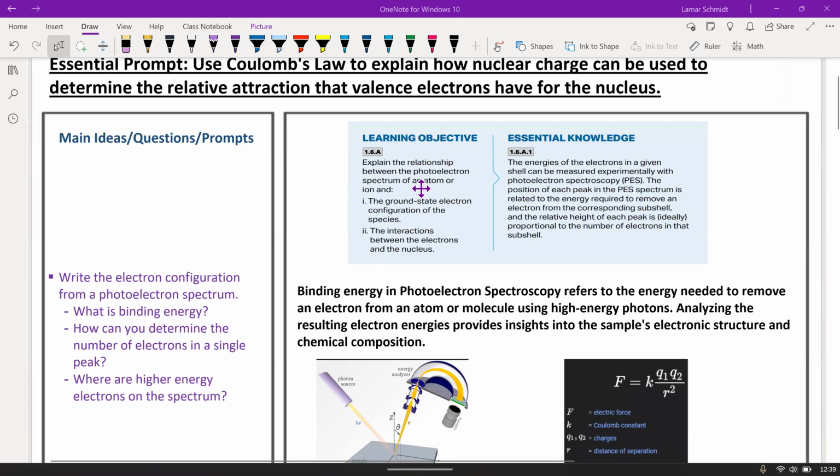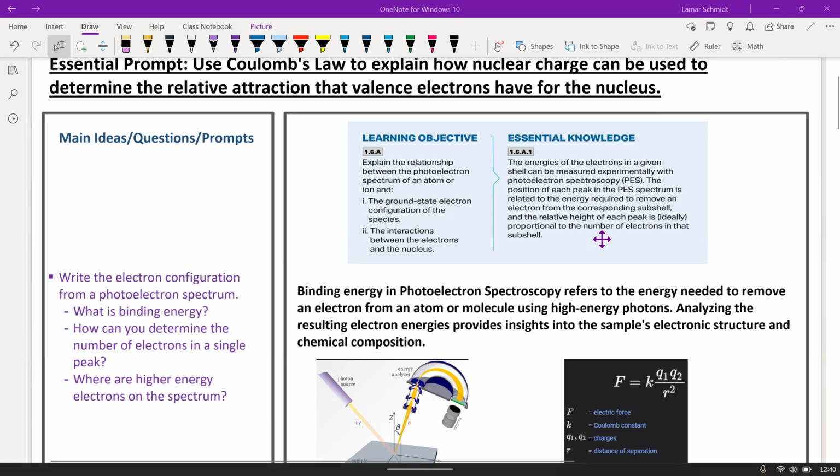In answering this, I just want to make sure we look at our AP learning objective, and we're explaining, yes, that is explaining the relationship between the photoelectron spectrum of an atom or the photoelectron spectrum of an ion and the ground state electron configuration. So we see photoelectron spectrum and the ground state electron configuration. And then we also see a relationship between the photoelectron spectrum and interactions between electrons and the nucleus.